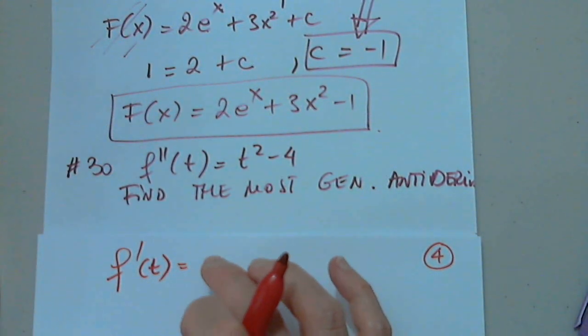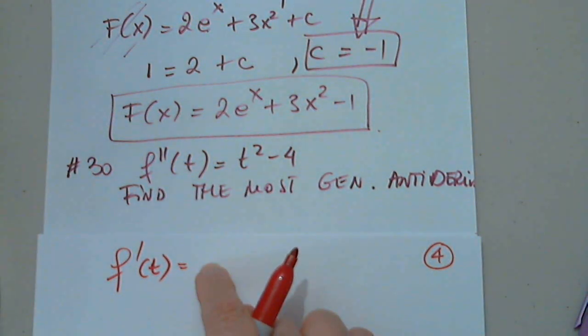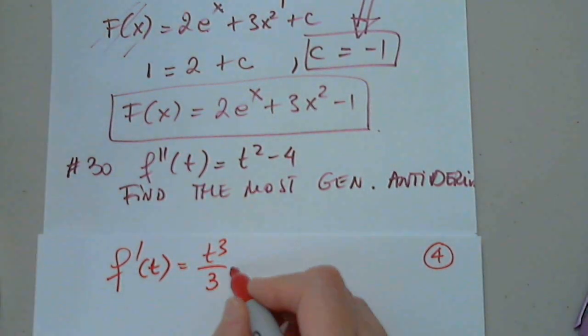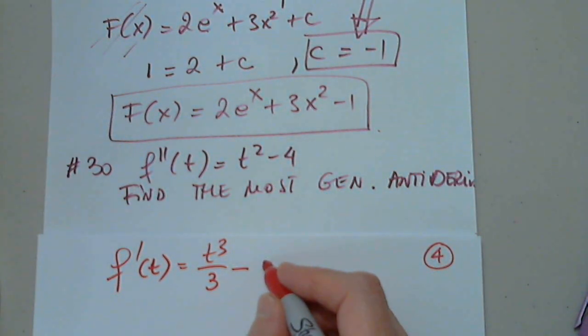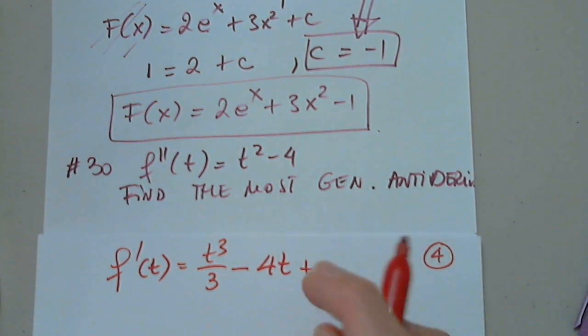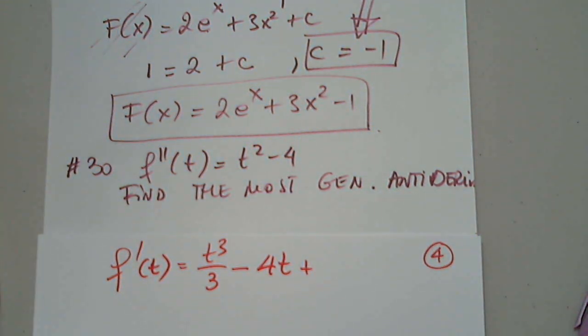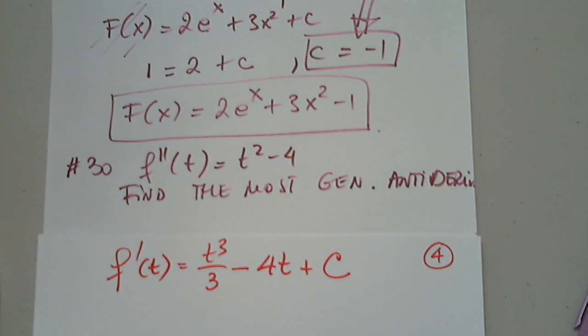Now, let's try to get used to this. What function prime is t squared? 1/3 t cubed. Yes. Minus, what function prime is 4? 4t. Plus, what function prime is 0? Now I say it's a function, so it's a constant. Okay, perfect.